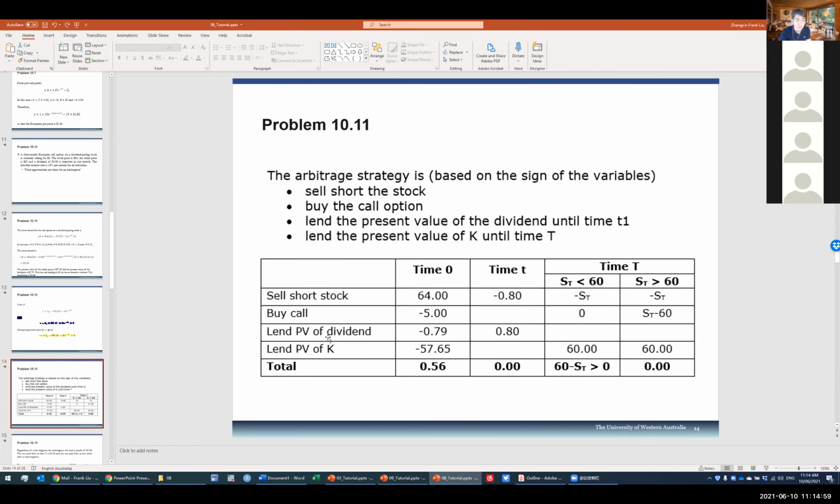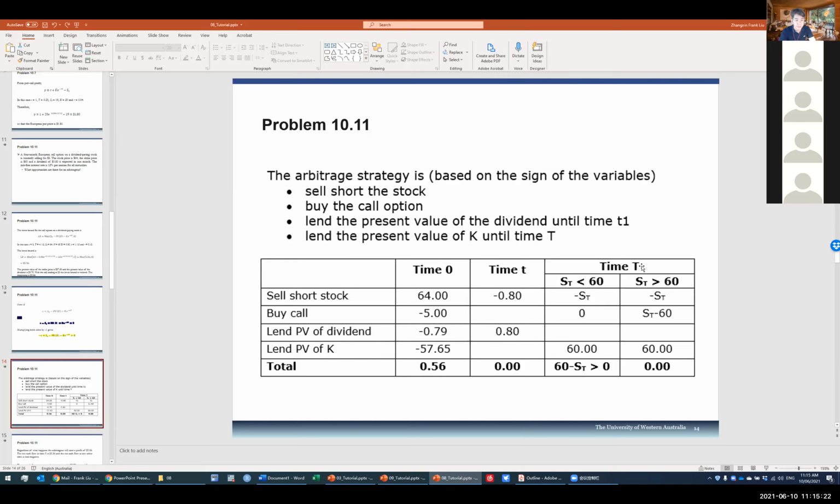And that explains why we lend the present value of dividends at time small t: we need to invest that in a risk-free account such that it will grow to cover our future liability at time t, such that at time t the overall payoff is going to be zero, right? And then we move on.